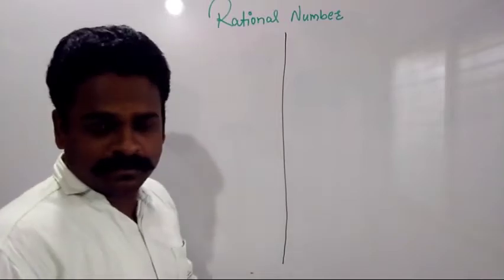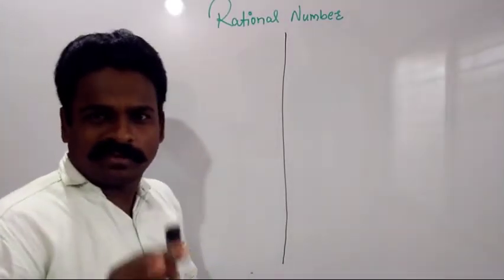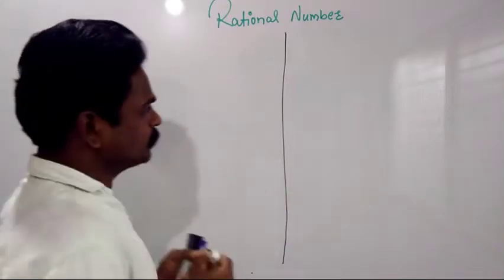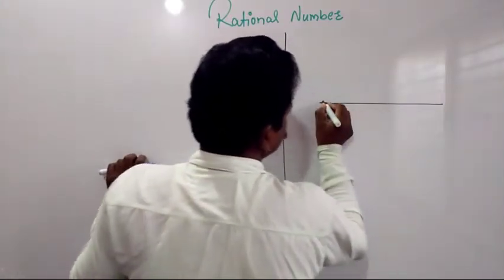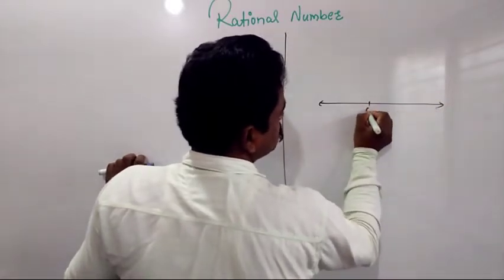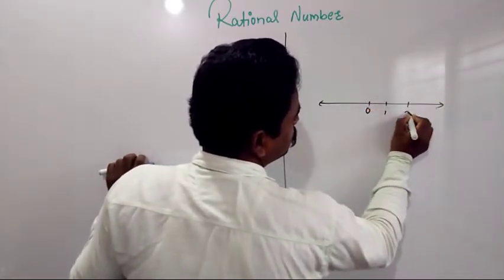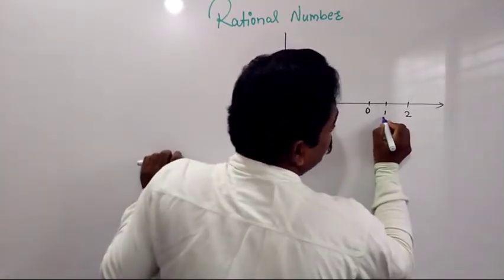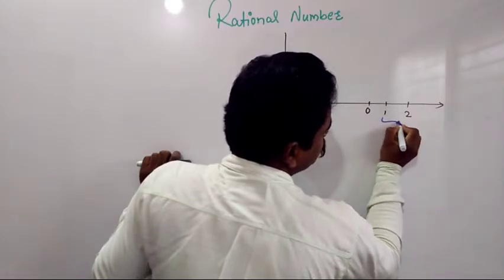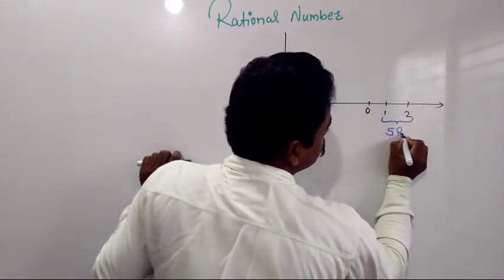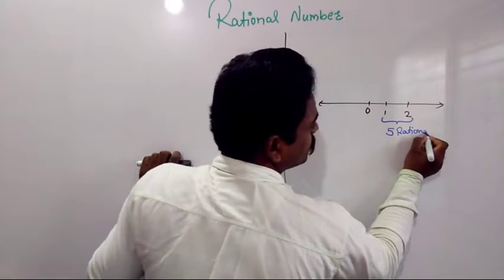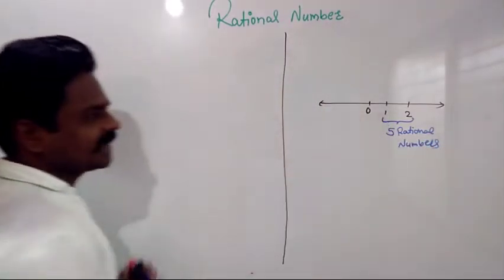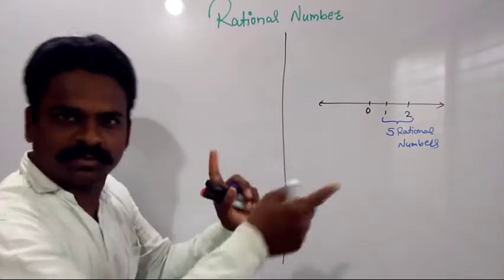Let's say we need to find five rational numbers in between two natural numbers 1 and 2. This is the number line. Here is your 0, here is your 1, and here is your 2. So you are going to find five different rational numbers in between 1 and 2.